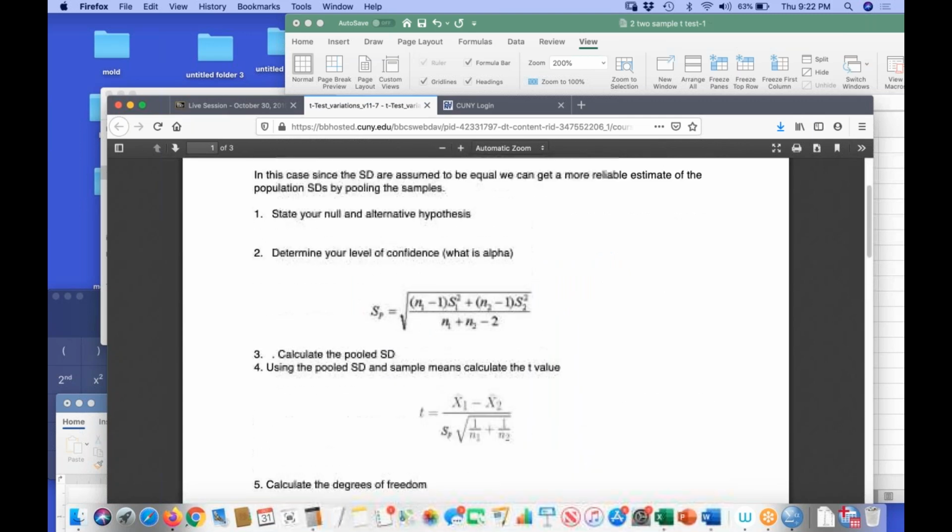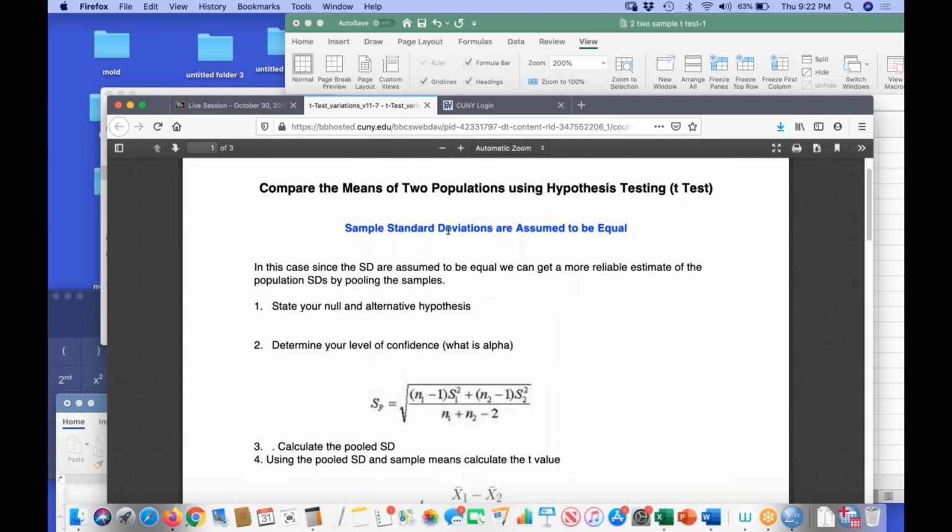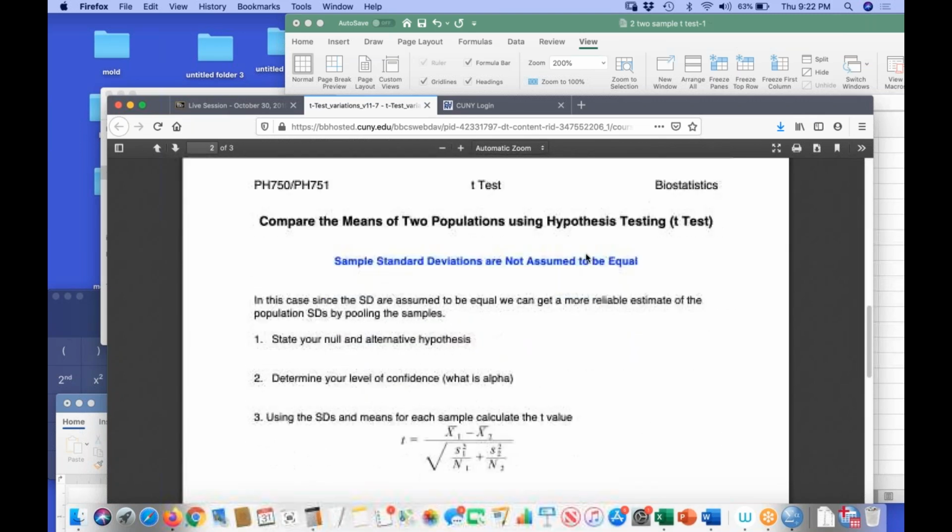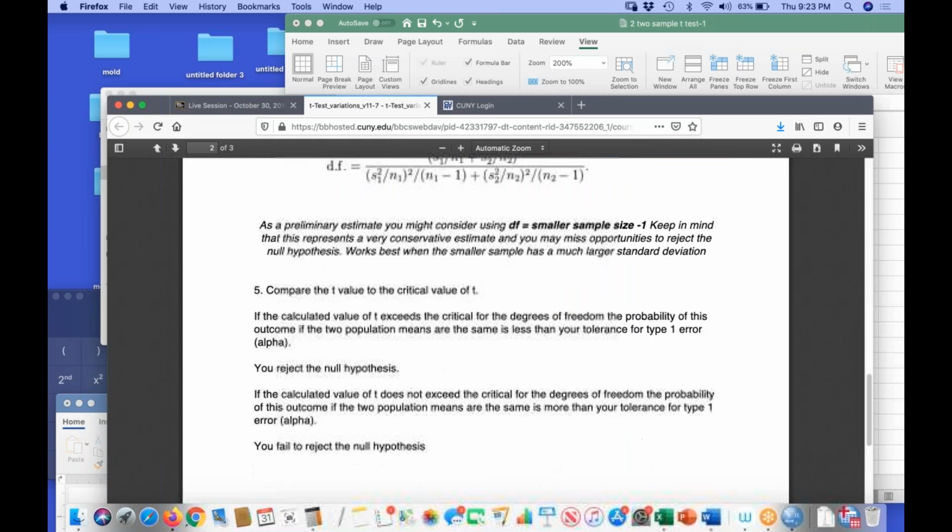These formulas represent what to do if you have two samples, with standard deviations assumed to be equal. In other words, one's not twice the other. On the next page, what formulas do you use if they're not assumed to be equal? If one group's standard deviation is more than twice the other, this is the formula you're going to use.